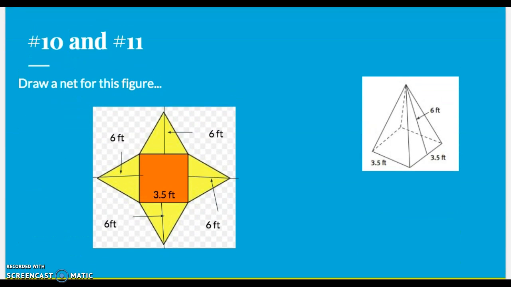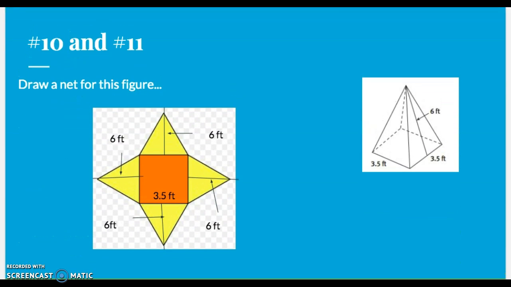All right, number 10 and 11. 10 and 11 wanted you to first draw a net of this square pyramid. And how do I know that it's a square pyramid and not a rectangular pyramid? Well, if I look at the base of this pyramid, I can see that they're telling me that each side length is 3.5. That way I know it's a square.